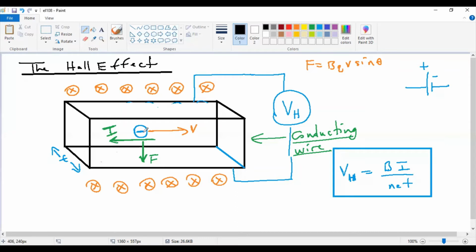If we apply Fleming's left-hand rule, the magnetic field is X, pointing into the board. Conventional current is flowing opposite to electron flow, indicated by this green arrow and the I. So my middle finger will be pointing in the direction of conventional current I. My first finger, my pointing finger, will be pointing in the direction of the magnetic field. So my thumb will be pointing downwards using Fleming's left-hand rule.